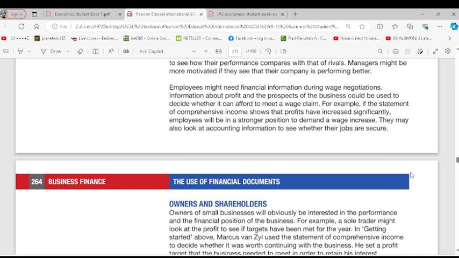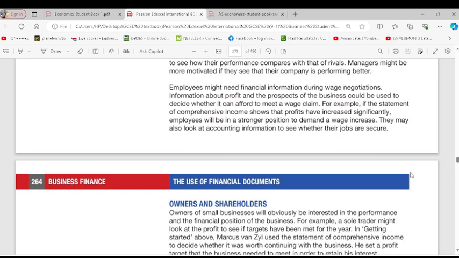The second one is the employees. They might also check the financial position of the business to know if the business can still survive after now. They want the business to survive. They want to be sure that the business can still survive, and they can only get that through information in the statement of financial position. So they want to know if their future is secured.